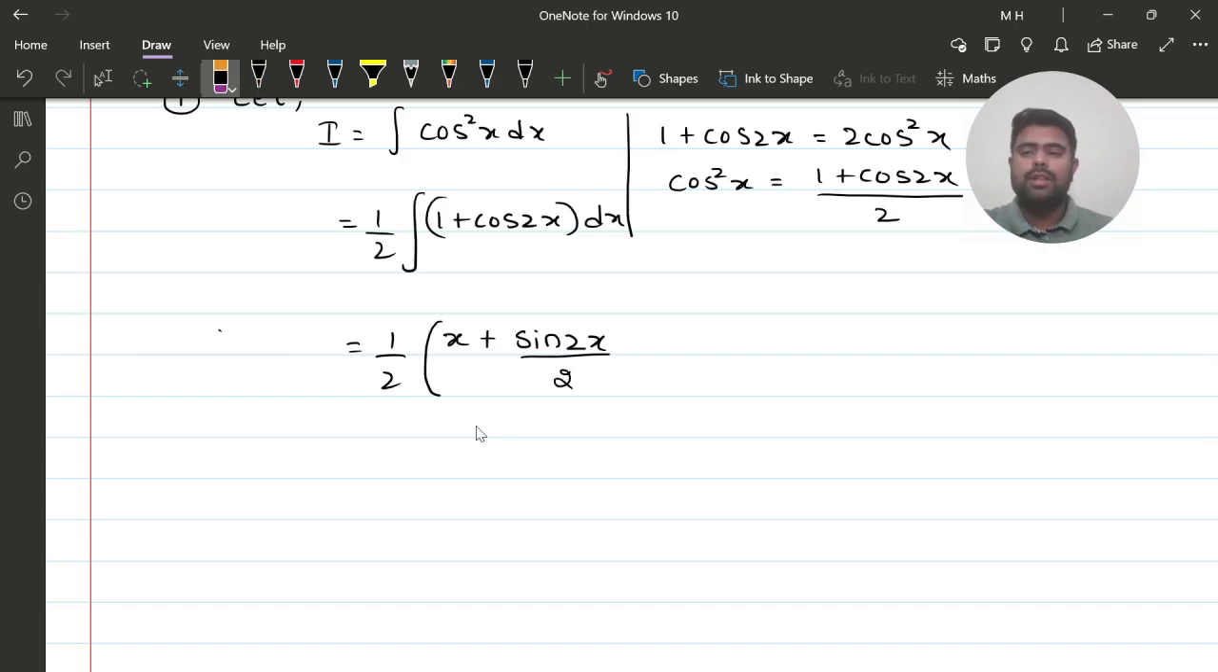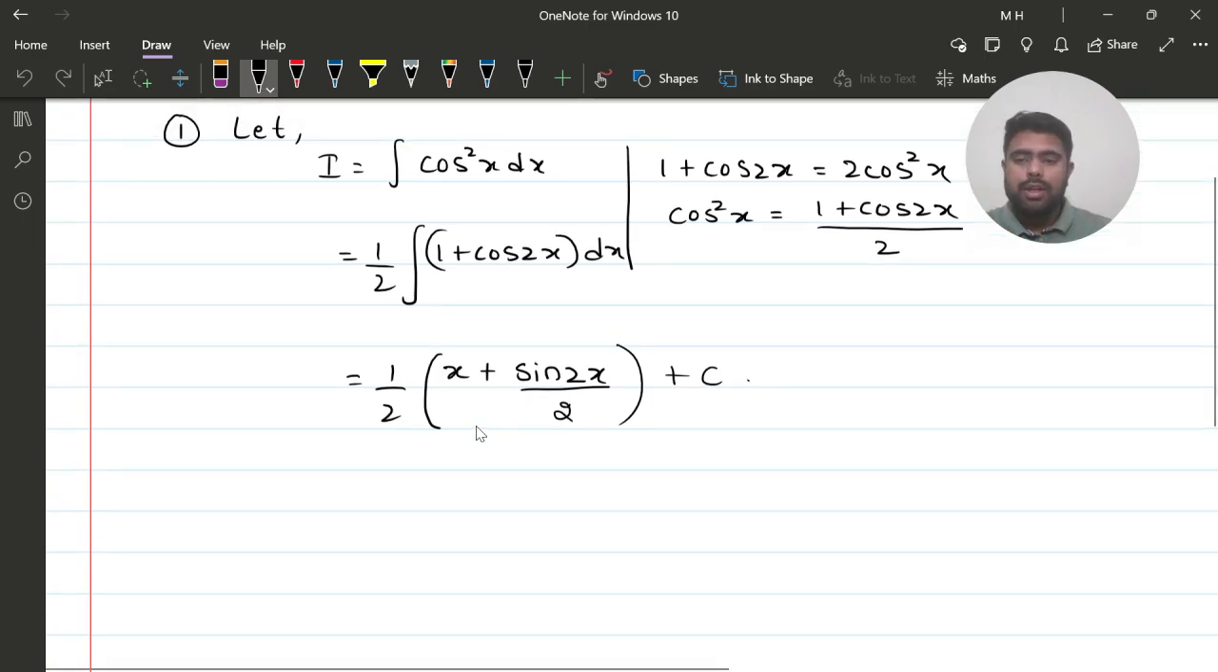So therefore, the integral of cos 2x is sin 2x. Now the derivative of 2x is 2. In differentiation you used to multiply it with 2. Here you will have to divide it by 2. Sorry for the confusion. Plus c. So this is what we do. We used to multiply in differentiation, here we will have to divide. So therefore I is equal to this integral.